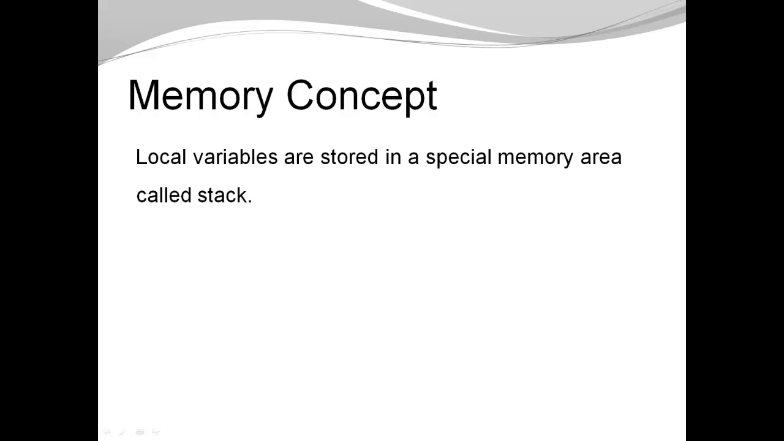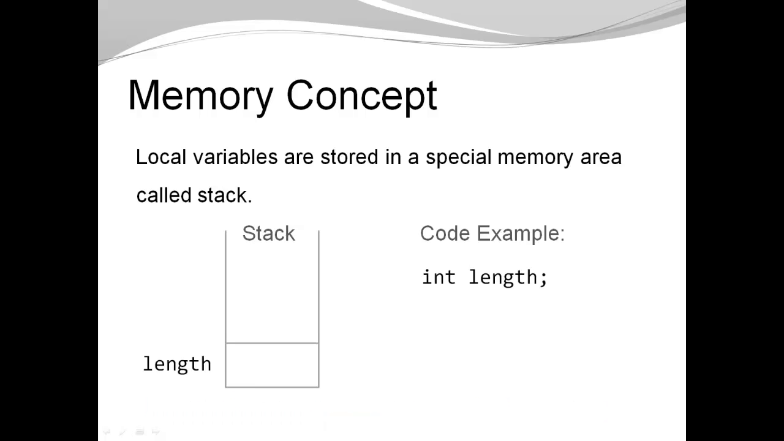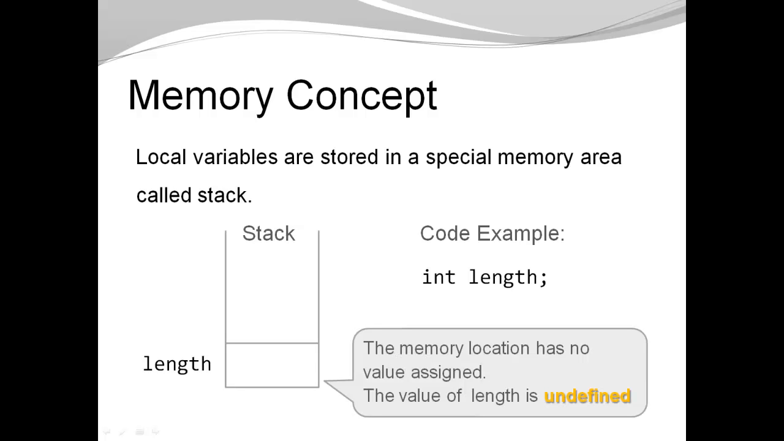Local variables are stored in a special memory area that is called stack. Here I have a code example that does not include any code yet, and the corresponding stack is empty. I declare a variable with the name length of type integer, and you can see on the stack there's a memory location called length. The memory location has no value assigned. The value of length is undefined.